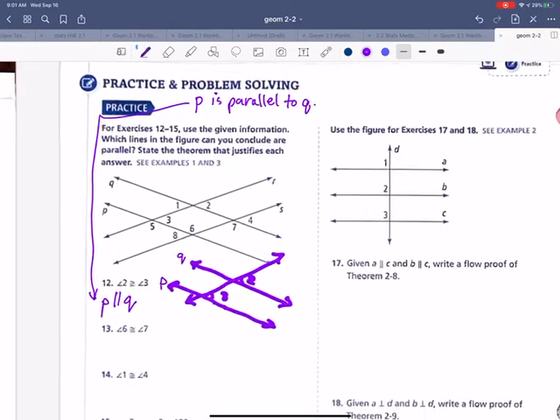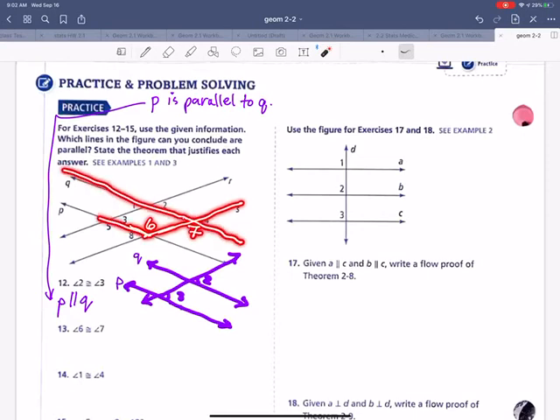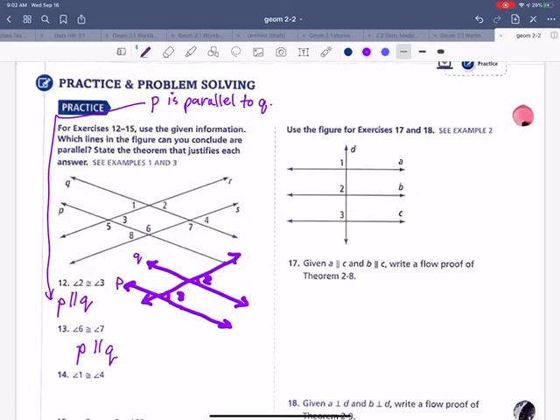Okay? Now let's look at number 3. 6 and 7. What if 6 and 7 were forced to be equal? So if we force 6 to be equal to 7, trace both sides of angle 7, trace both sides of angle 6. That would also, looks like, force P and Q to be parallel. So same answer here. P is parallel to Q. P and Q would also be forced to be parallel if 6 is equal in measurement to 7.